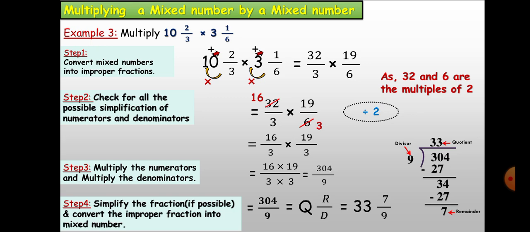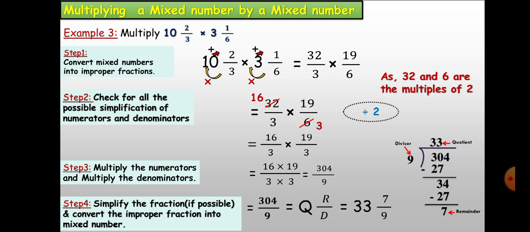So what I have to do is 10 multiplied by 3 equals 30, plus 2 equals 32. So that means 32 over 3. And then 3 multiplied by 6 equals 18, and 18 plus 1 equals 19. So I'm going to get 19 over 6. So the fractions I'm getting are 32 over 3 and 19 over 6.